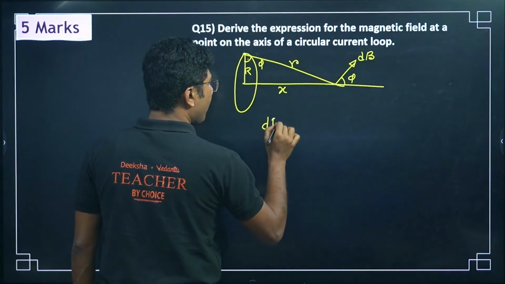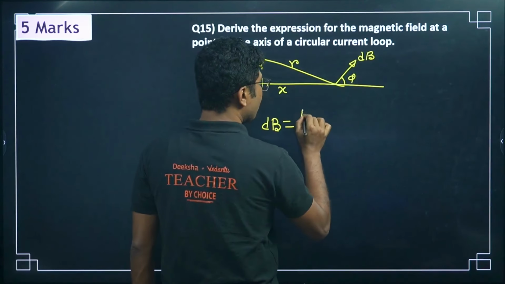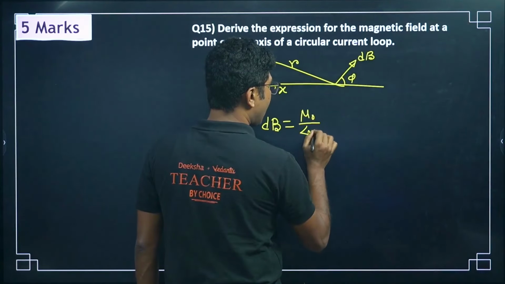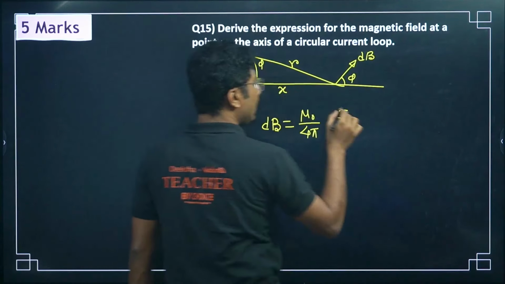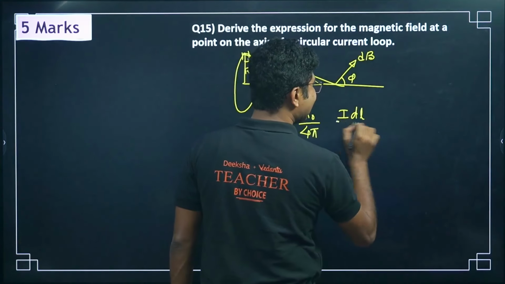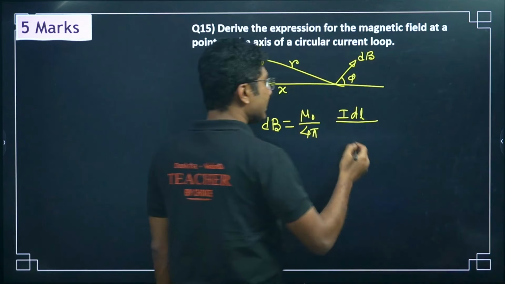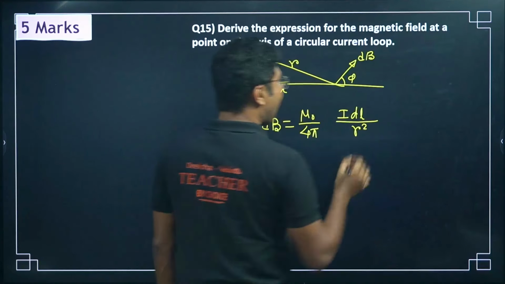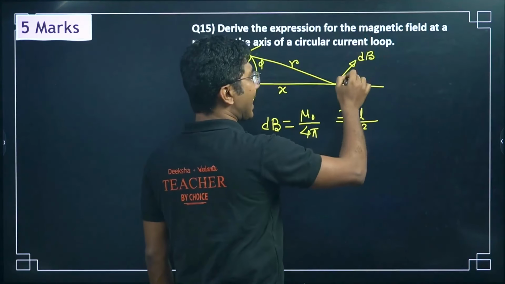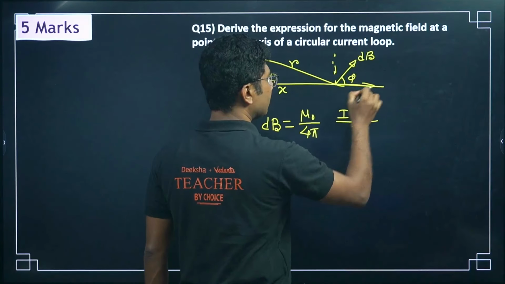So, from Biot-Savart law that we have learned previously, it is mu naught by 4 pi I into this small dl. Okay, sin theta is 1 over here, it is a 90 degree angle, so sin 90 is 1, divided by r square. And because dB is at an angle phi, we have to take a y component and an x component.